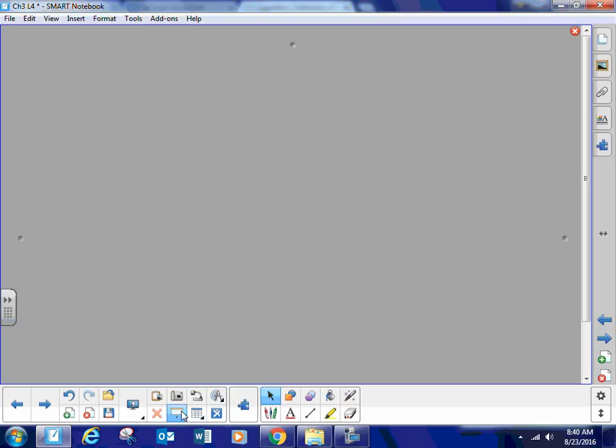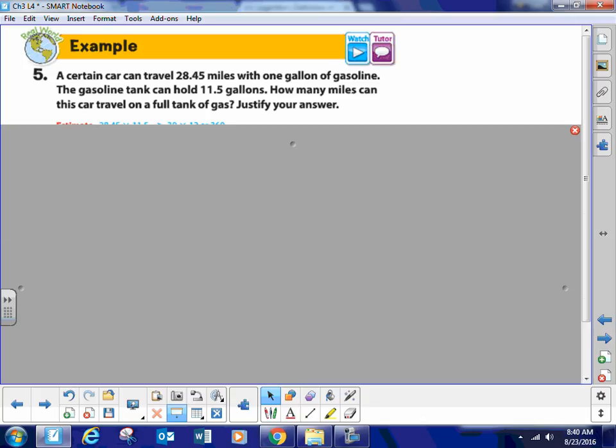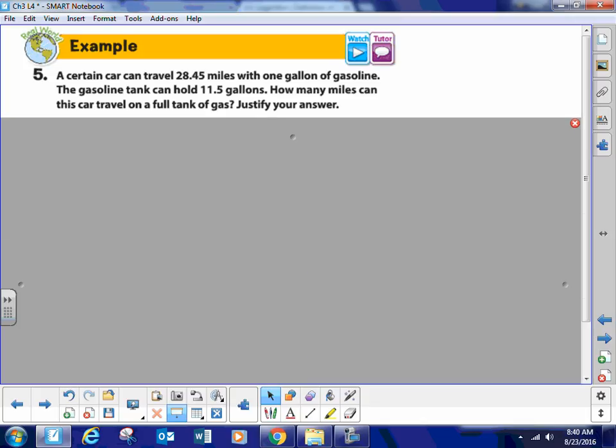Okay, I gotta remember to put the shade up on these. A certain car can travel 28.45 miles with 1 gallon of gasoline. The gasoline tank can hold up to 11.5 gallons. How many miles can this car travel on a full tank of gas? Justify your answer. Okay, so we know we will go ahead and do CUBES. We circle any key numbers.